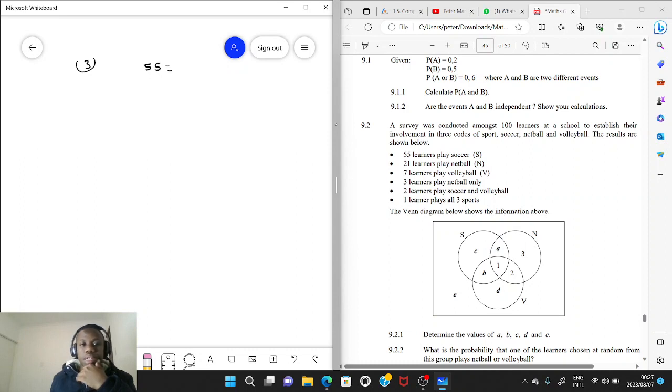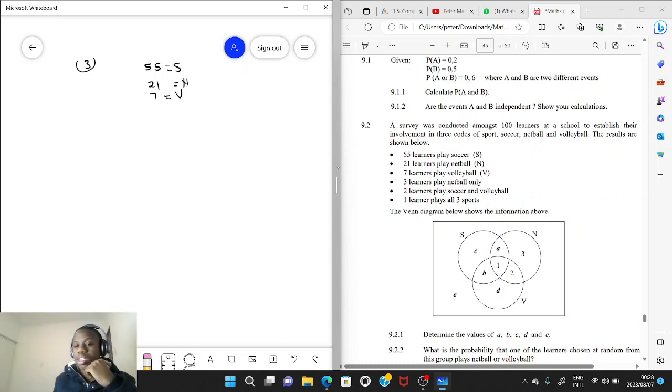We know that 55 learners play soccer, and then 21 learners play netball, and seven learners play volleyball. And then we are told that three learners play netball only. And then we have two learners playing soccer and volleyball, and one learner plays all of the sports.